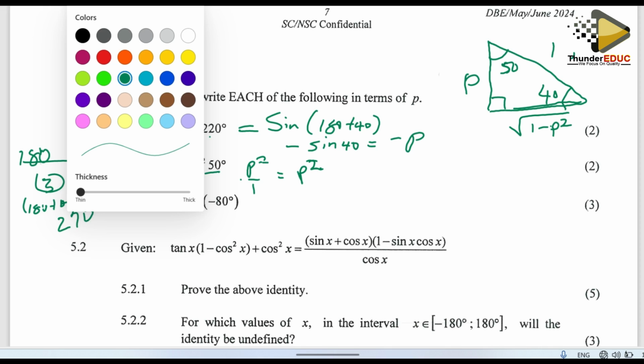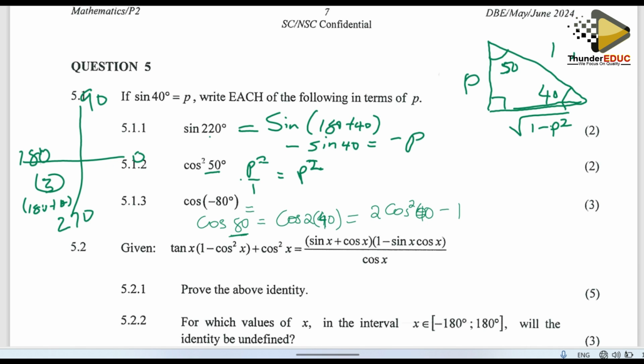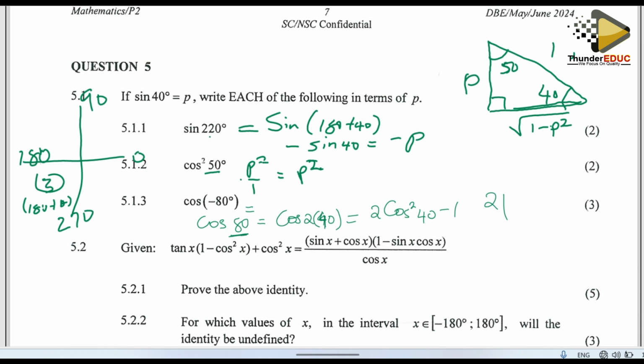Then the next part, they want us to get the cos of negative 80. So we know that the cos of a negative angle is the same as the cos of a positive angle. Then 80 is twice 40, so that is 2 into 40. When I simplify this with the double angle of cos, I can have 2 cos squared of 40 minus 1. From the formula page, we have 3 formats of cos 2 theta. So we know that the cos of 40 is adjacent over the hypotenuse, which is p. So it's going to be 2p squared minus 1. And that's the answer I'm going to end up with. Does it make sense though?